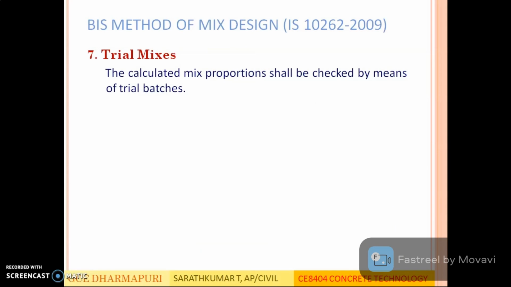Once we know the proportions, you have to do a trial mix. You have to test the cubes and check whether the required specifications needed in the construction are met. If the specifications are met by the concrete using our mix design, it can be forwarded for construction purposes. If any of the specifications like workability, durability, and strength are not matched, you have to adjust and do more trials to achieve the required specifications.